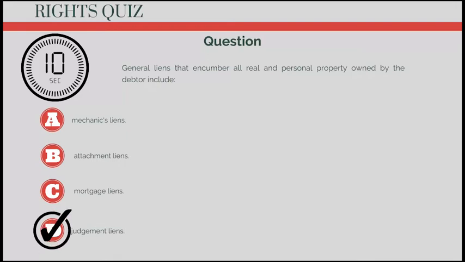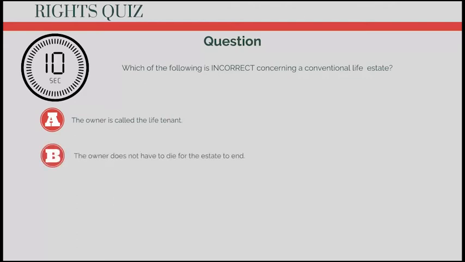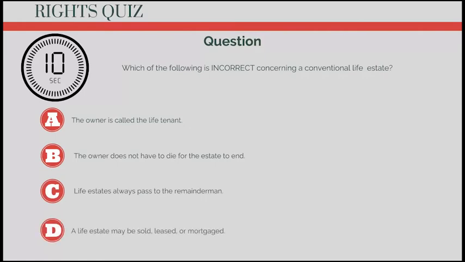Judgment liens. Which of the following is incorrect concerning a conventional life estate? A. The owner is called the life tenant. B. The owner does not have to die for the estate to end. C. Life estates always pass to the remainderman. Or D. A life estate may be sold, leased, or mortgaged. The answer is C. Life estates always pass to the remainderman.